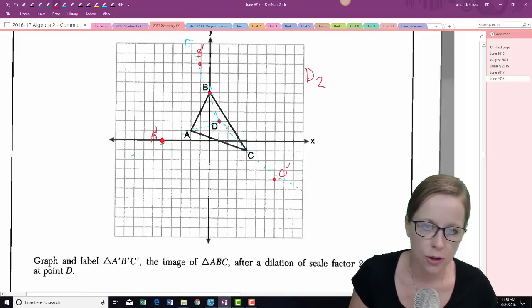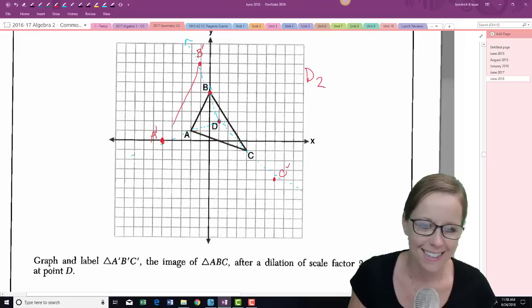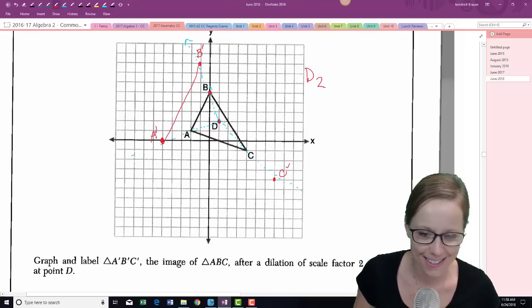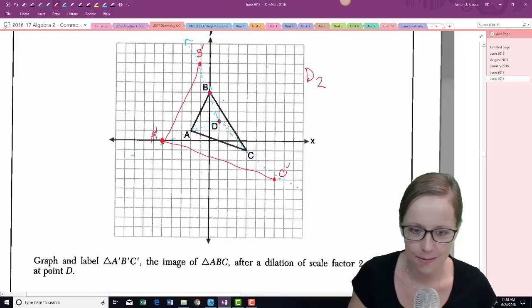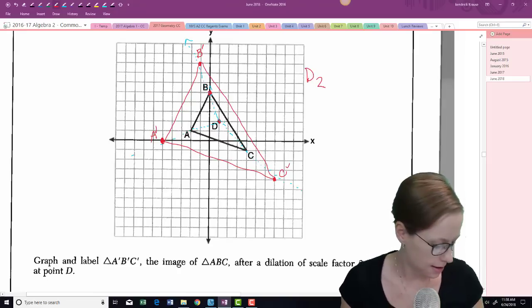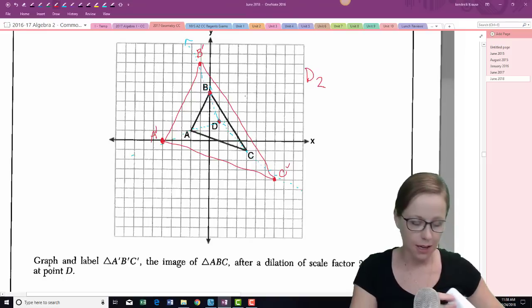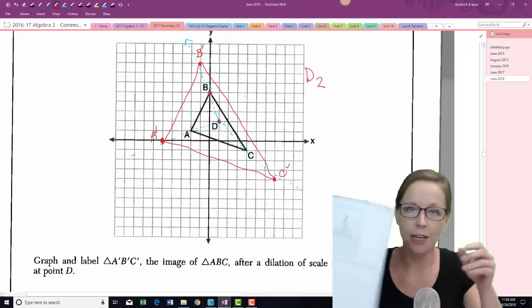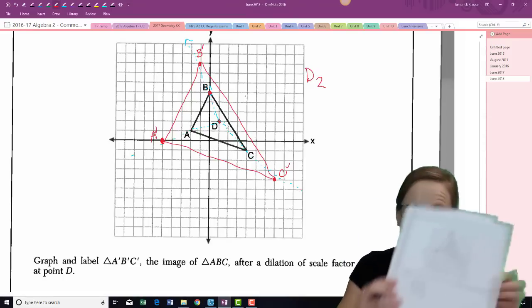So there is your new triangle. So sorry. I swear that my answer key looks way better than this. I swear I used a straightedge. Okay, I want you to see that. I used a straightedge like a normal person.